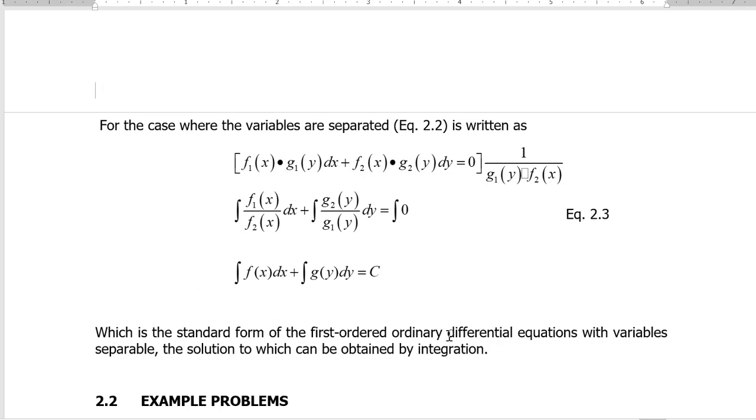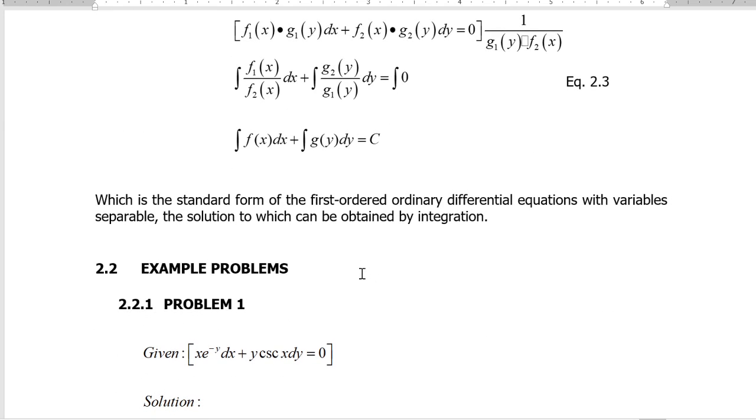So, which is the standard form, the first ordinary DE with variables separable. The solution to which can be obtained by integration. So once you have integrated, simplify if there is anything to simplify, and that is the answer. We will have three examples. Okay? So, example.